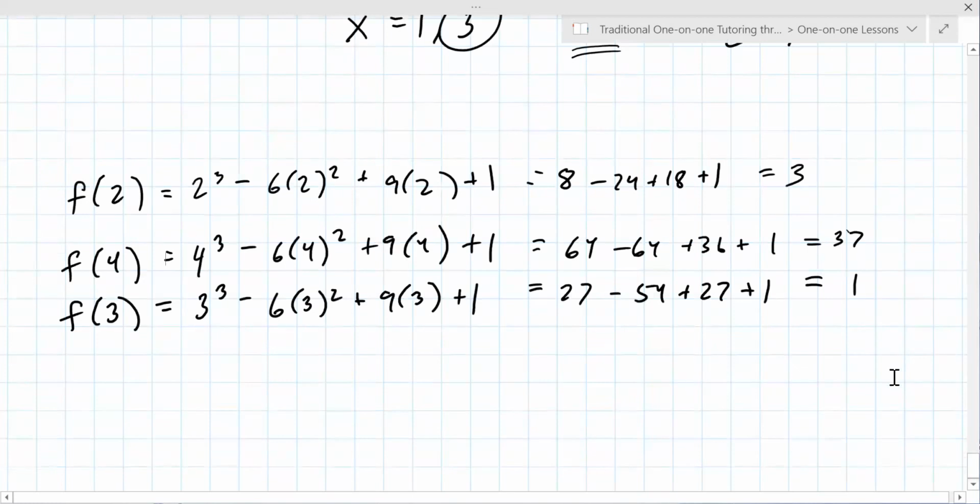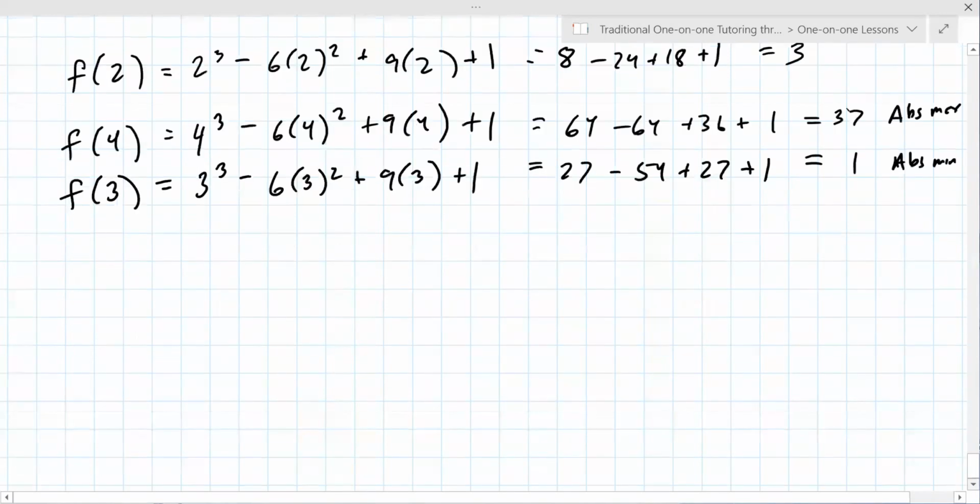All right. So which is the biggest? 37 or 1? I think it's 37. Okay. So that's your absolute max. Right. And 1 is your absolute min. Okay. But we have more that we can do here, because they could be relative mins.